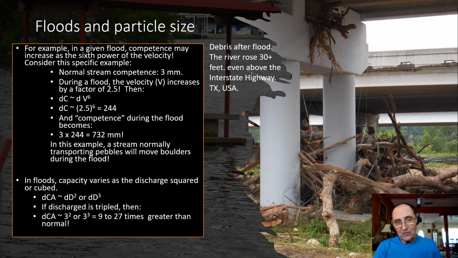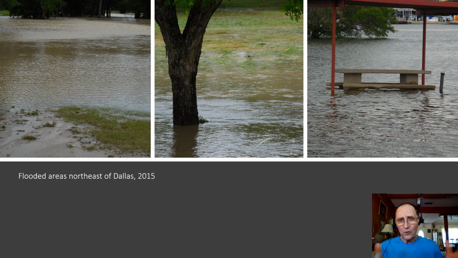In floods, the capacity also increases as the discharge squared or the discharge cubed. So if the discharge, for example, is tripled during a flood, the capacity will increase somewhere between 9 to 27 times greater than normal. Pretty significant, huh? I conclude now by showing you some pictures of some flooded areas that occurred in 2015. These pictures are mainly in Plano and Wylie in North Texas.